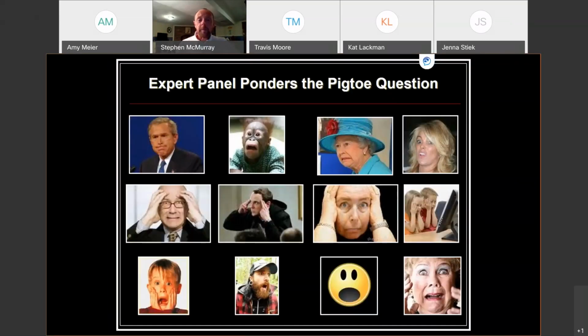So there's our expert panel pondering the pigtoe question. That picture that I just showed you, they were all pigtoes, and they give those of us who work with mussels on an everyday basis fits. And there are a lot of opinions out there on what they are. And so it's really a dilemma that we're trying to work through with genetics and some morphometrics on the shells, but we're just not quite there yet. So stay tuned, and maybe we'll be able to answer that question next year.